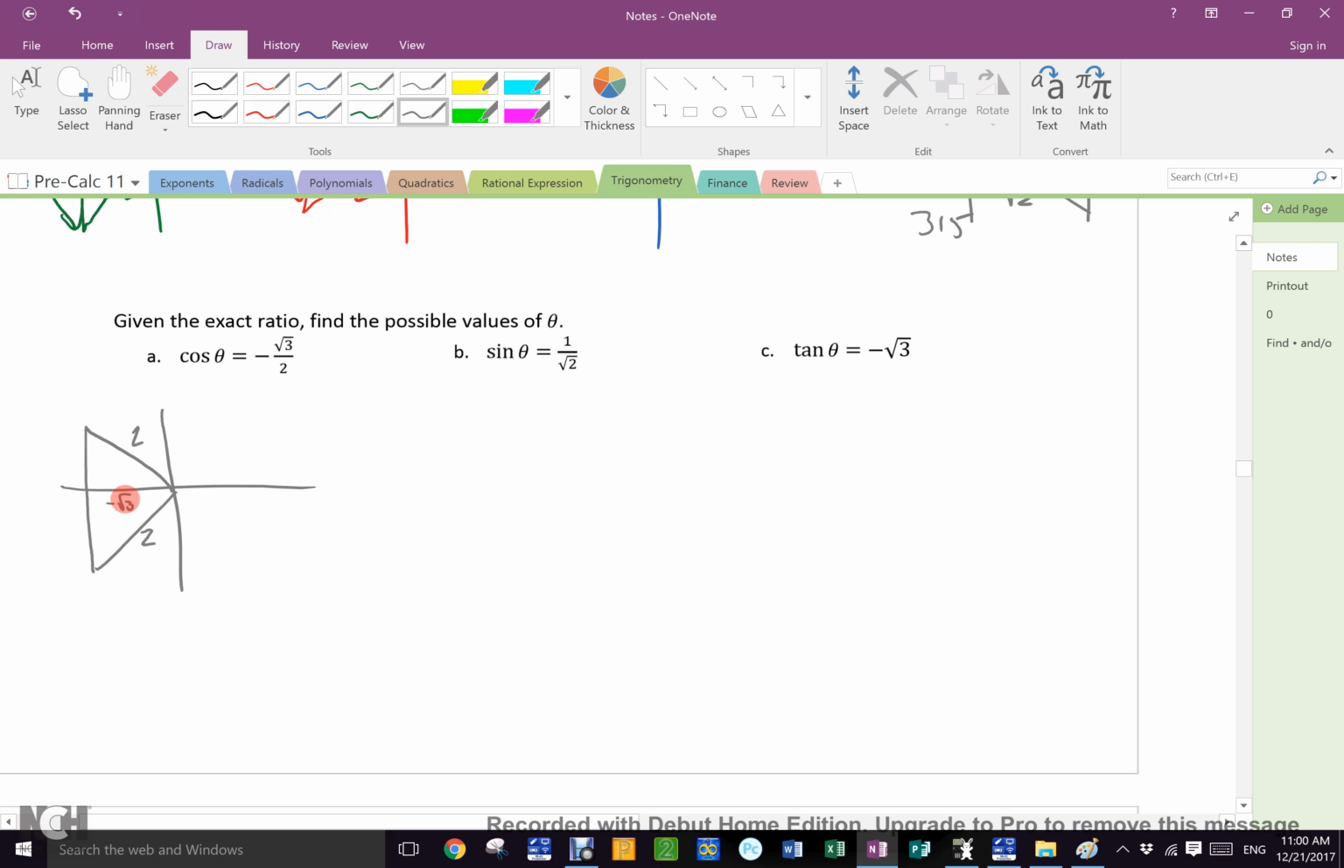So, if that's negative root 3 and that's 2, what's this? 1. What's this? Negative 1. So, knowing this triangle, what angle is in here? 30, because it's across from 1. So what's this in here? On the bottom triangle. 30 as well.